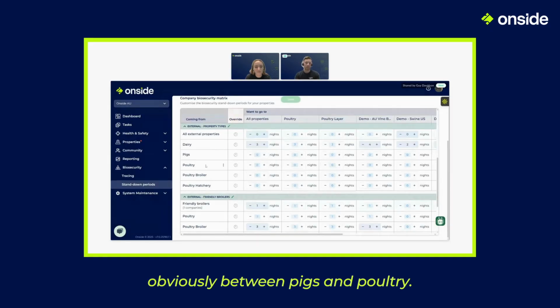A common one is obviously between pigs and poultry, so you could set up those specific rules, and then even down into the subcategories of broilers and hatchery, etc. So this is just broadly speaking, any people coming from these specific external company property types to any of our properties, these are the rules.